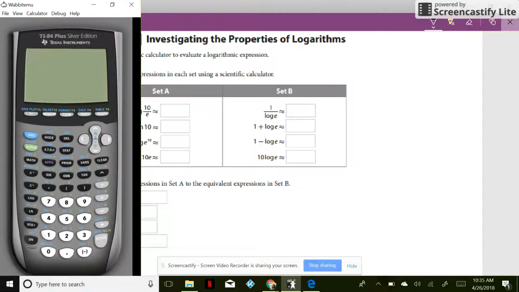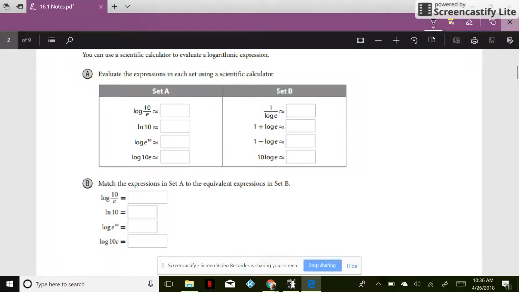So grab our calculator. We want the log of 10 divided by e. There we go. And we get a value of about 0.566. So you can use your calculator to find these values yourself.